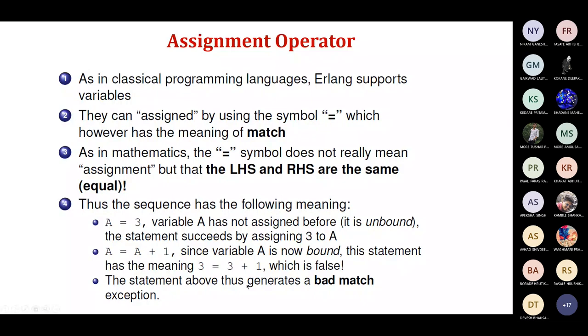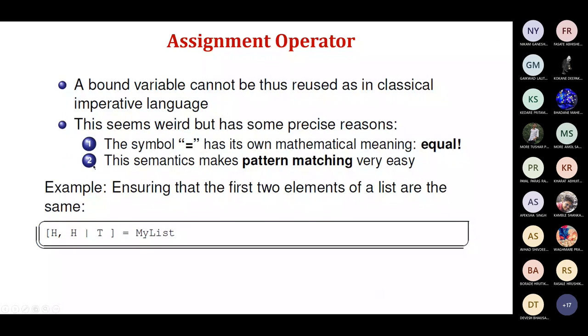So the statement above generates a bad match exception. It's an exception error. A bound variable cannot thus be reused as in classical imperative languages like C, C++, Python, Java. Erlang is a bit different. So try to understand this concept: if a variable is already bound, then you can't change its value.